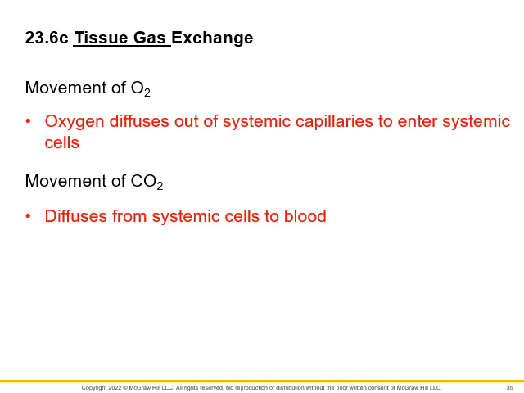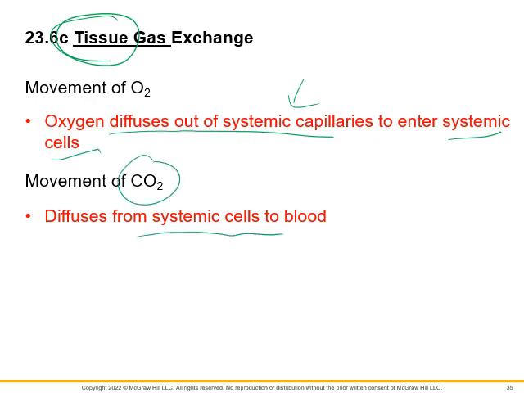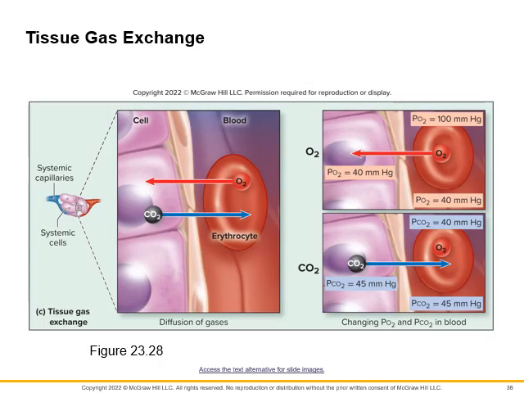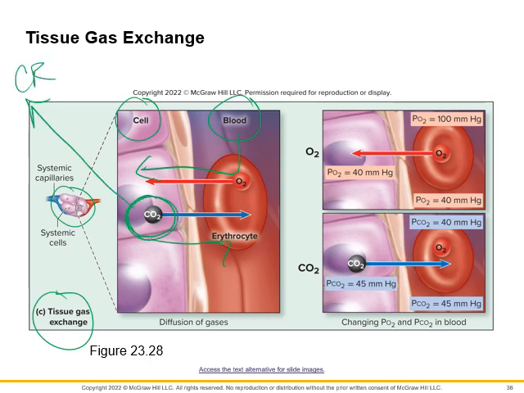Tissue gas exchange. So now I'm talking about at the systemic tissue level. Oxygen is going to diffuse out of the systemic capillaries and enter the cells. Carbon dioxide is going to diffuse from the cells out into the blood. So here we have tissue gas exchange. We're seeing the systemic capillaries. You're seeing the cells and the blood, and we're saying the blood is dropping off oxygen and it's picking up CO2. Remember, the cells are creating that CO2 from cellular respiration.